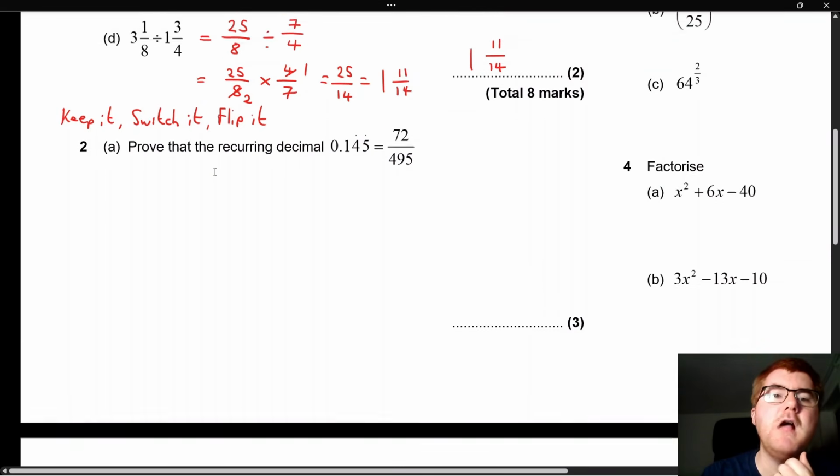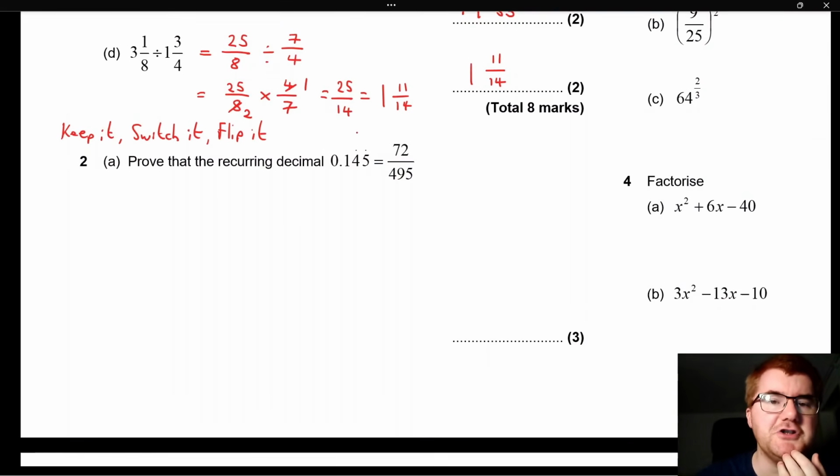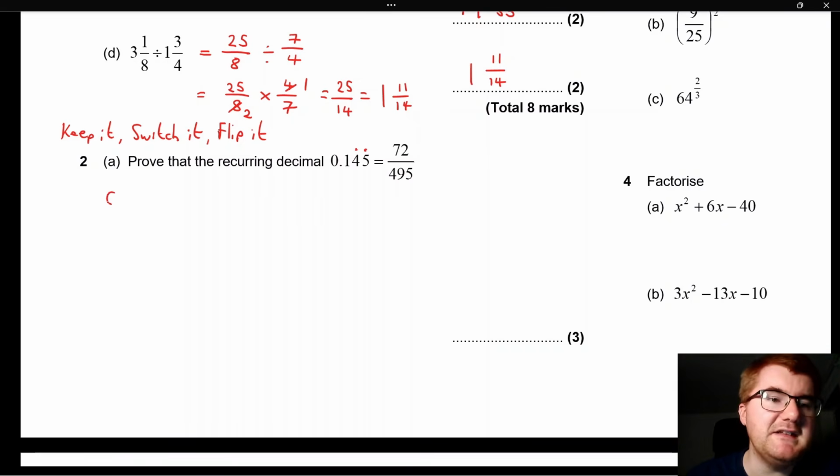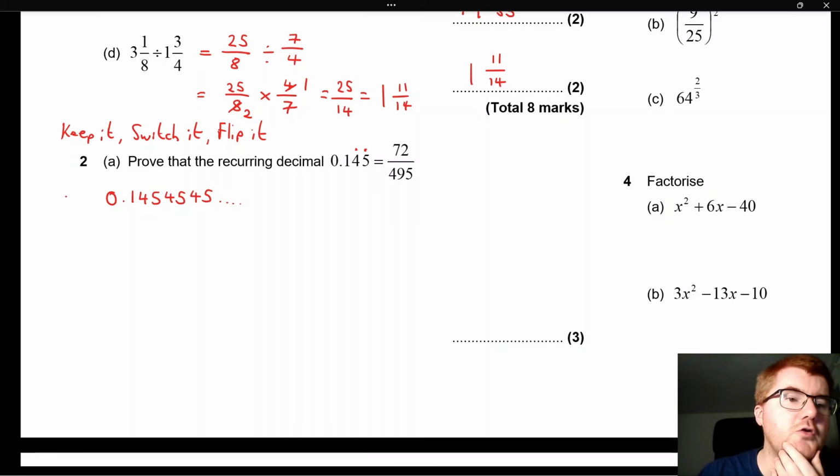So this is a typical recurring decimal to fractions question. We want to show that 0.145 with dots over the 4 and 5 is equal to this fraction. So the first thing I like to do is actually write this out in full. So 0.1454545, carrying all the way on here. And I'm going to call that x. So I'm just going to give that a letter.